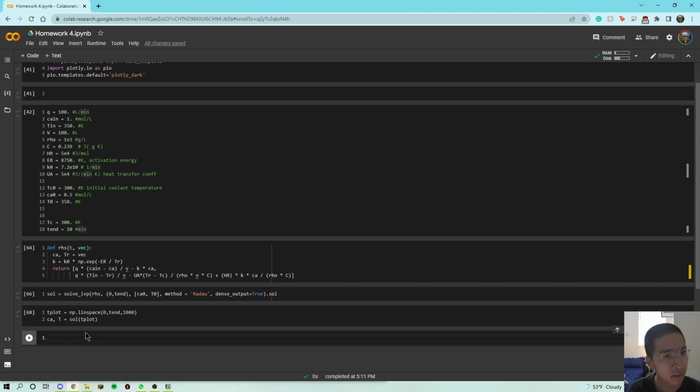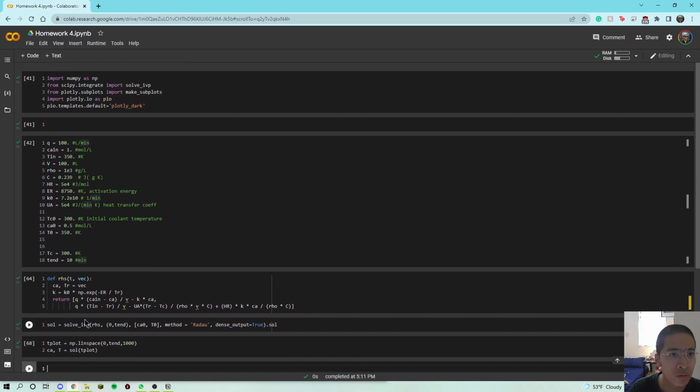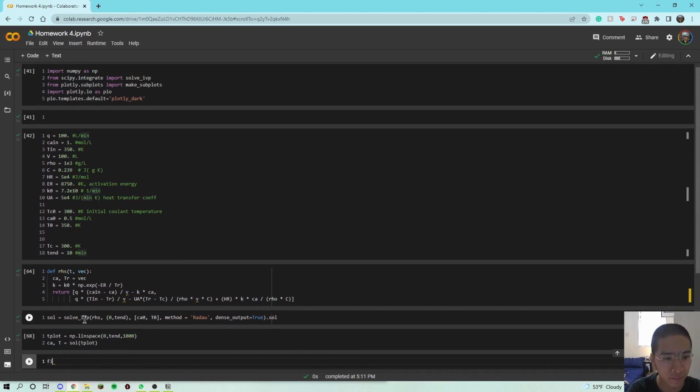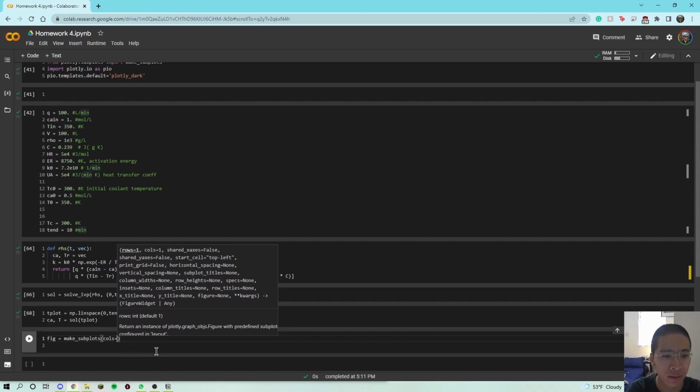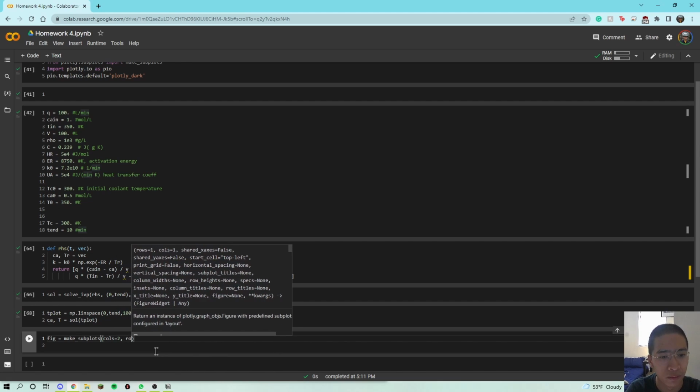Alright, then we start plotting. I think it's fig equals make_subplots, right? Man, I haven't done this in a while and I already feel the information decaying. The functions are not coming to my mind as quickly as they normally do. We have two plots, so we do want them to be side by side. So I want 2 columns and 1 row. I believe that's how you do it.